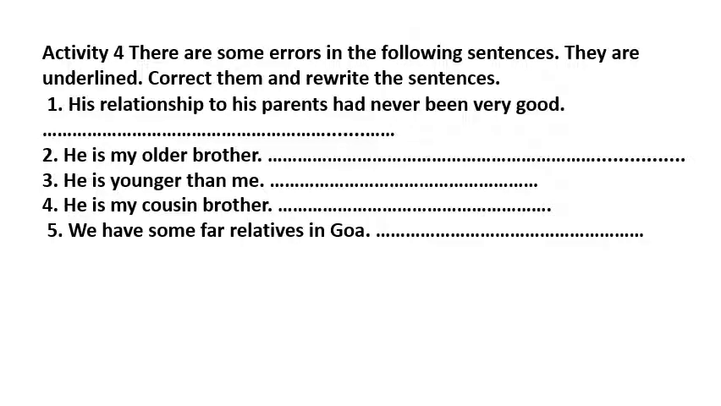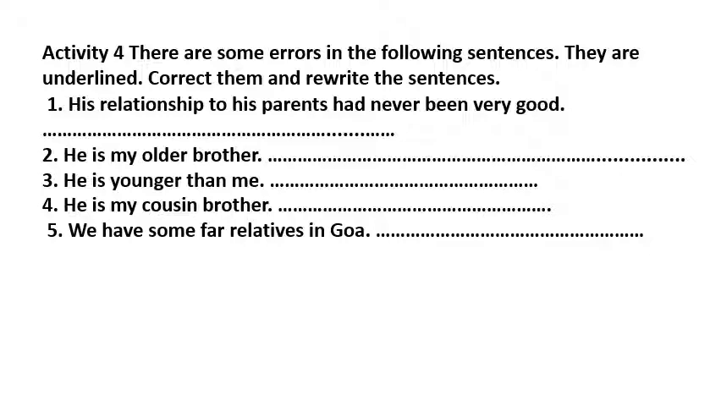He is my older brother. When you're talking about your siblings, use the term elder. When talking about relatives or siblings, elder is the correct word. He is my elder brother. He is younger than me. He is younger to me is the correct usage. He is older than me. He is younger to me.